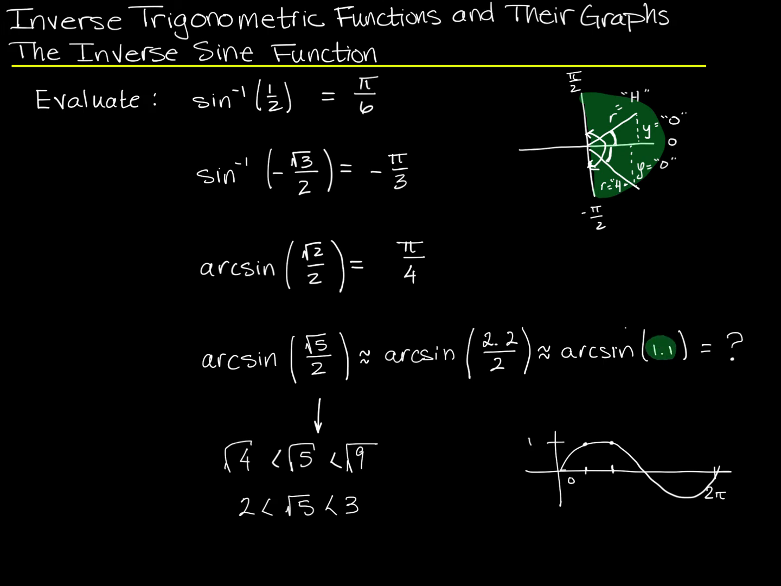And the answer is undefined, or depending on where you're answering this question, you might say DNE, which stands for does not exist. Okay, this is an undefined value. We cannot find the inverse sine of 1.1. We cannot find the arcsine of anything bigger than 1 or smaller than -1, because it doesn't exist. Sine does not spit out a value bigger than 1, ever.